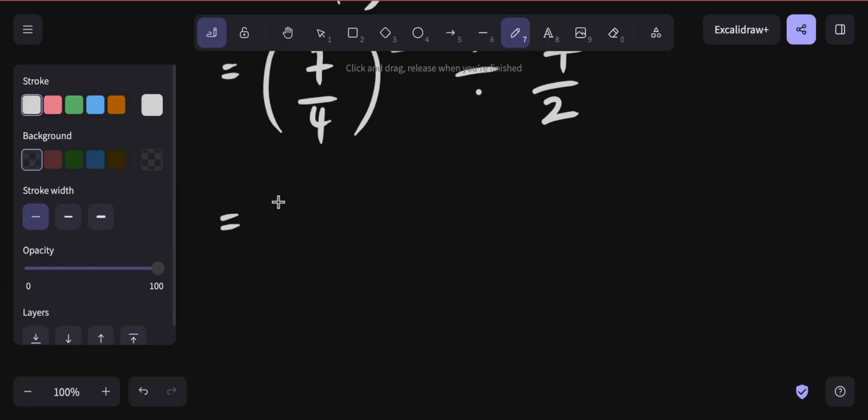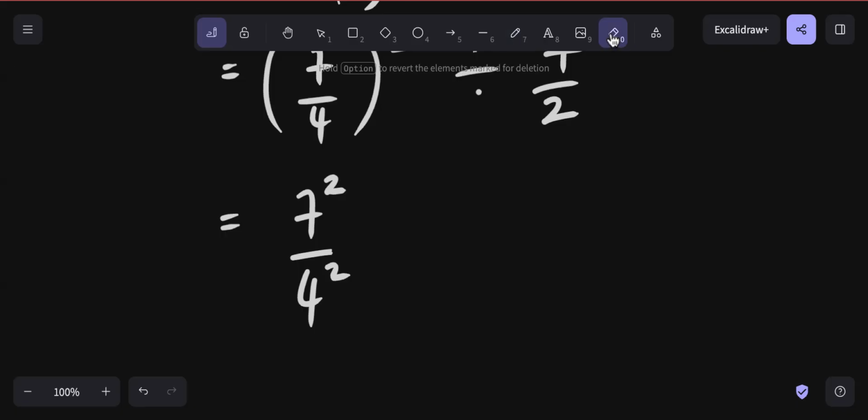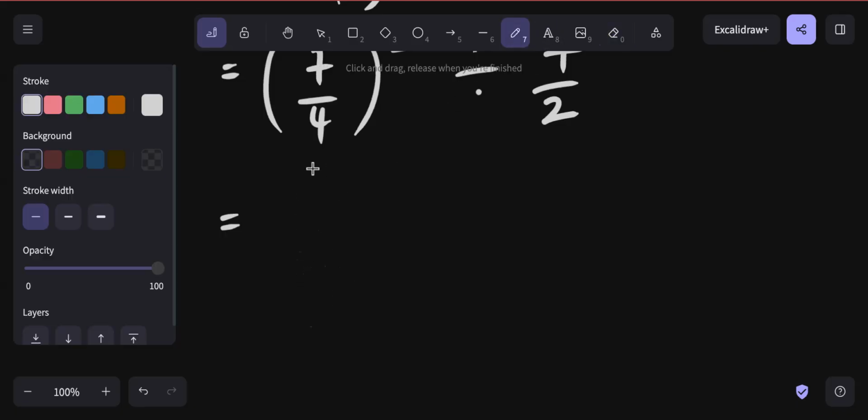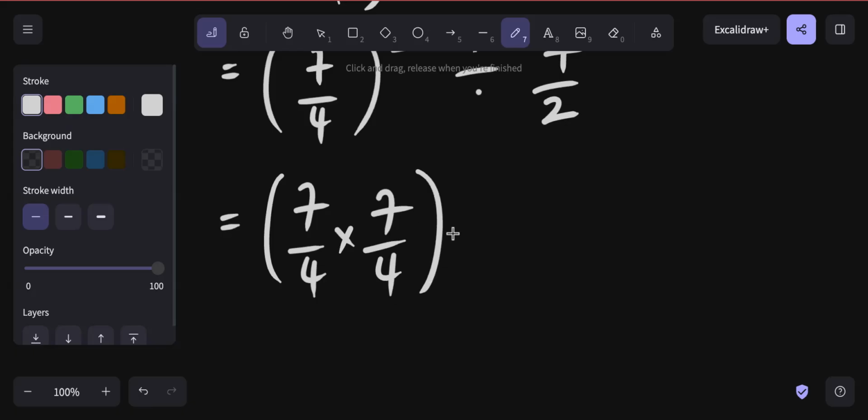All right, we're almost there. We're squaring this, right? Now, this is 7 over 4 all squared. That is really 7 squared over 4 squared. Another way to look at that, which would be more applicable, since we haven't done indices, is to look at this as 7 over 4 times 7 over 4.